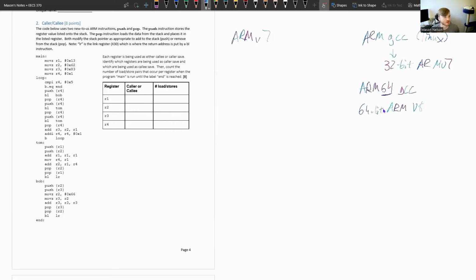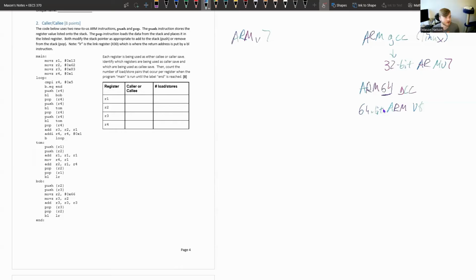All right, so let's look at the code now. It says the push instruction stores the register value listed on the stack. The pop instruction loads the data from the stack and places it in the listed register. Both modify the stack pointer as appropriate to add to the stack when you're doing a push, or remove from the stack when you're doing a pop. Note that LR is the link register, or X30, which is where the return address is put by a BL instruction. And in ARM v7 code, they'll sometimes pop what was taken from the link register and place it directly into the PC, which is more complicated, but they do that.